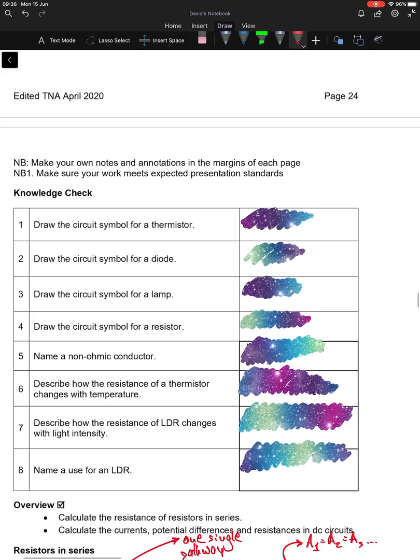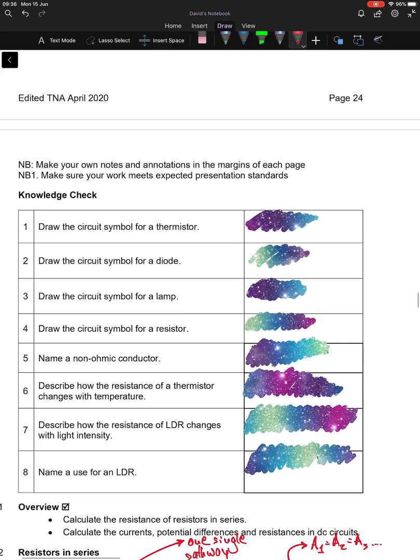And if you have a look onto your next page, you'll find a knowledge check just summarising some of our key content from previous lessons in this unit. So can you pause the video there and start to have a go at this knowledge check for me, please, on your printout or just in your own notebook, trying to answer these questions.